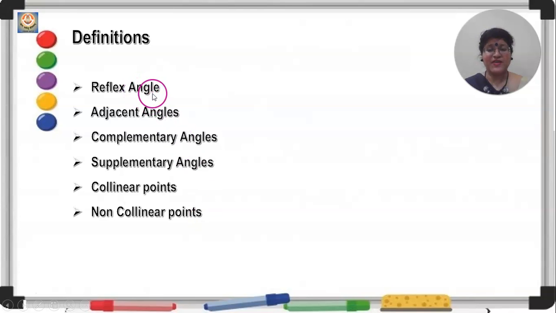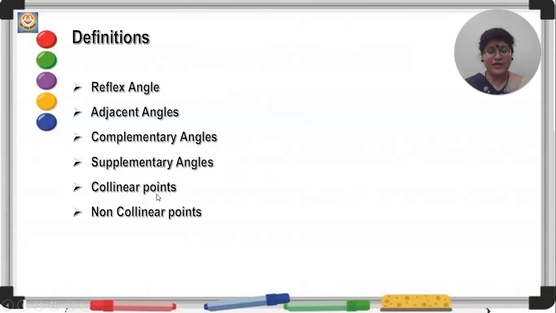You know that reflex angle, the angle which measures more than 180 degree but less than 360 degree is a reflex angle. Then complementary angles, when the sum of the measures of two angles is 90 degree, they are complementary to each other. In supplementary angles, the sum of the measures of two angles will total to 180 degree.